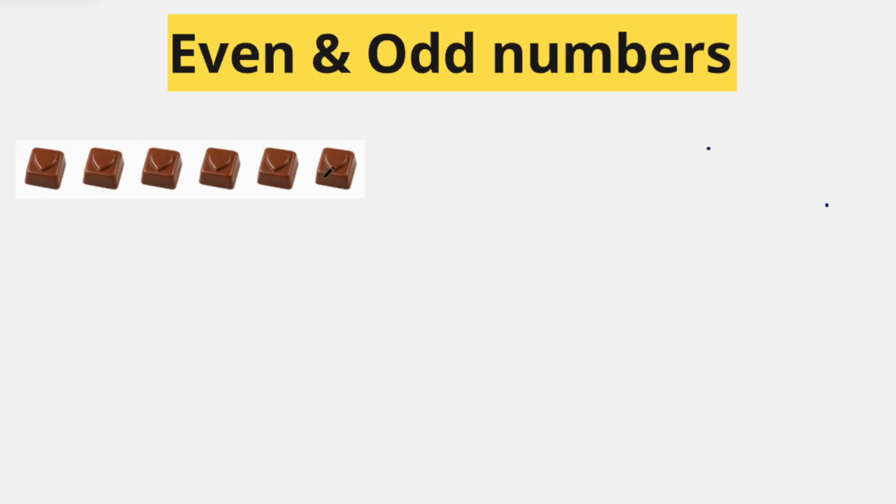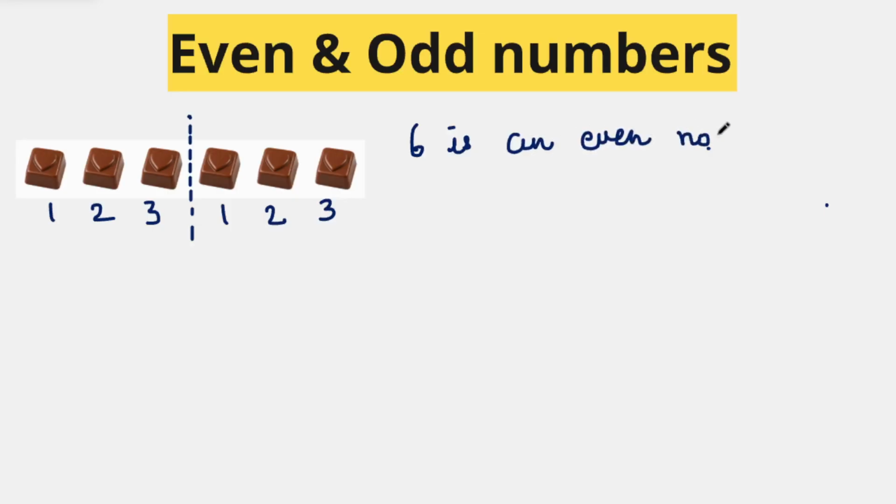So here we have 6 chocolates and we want to divide them into two equal groups. Is it possible? Well, I think so, right? Here we have made two groups and both the groups have an equal number of chocolates. So we can say 6 is an even number. We can see two equal groups are made here and nothing is left over. So 6 is an even number.